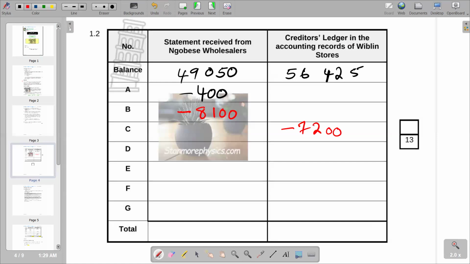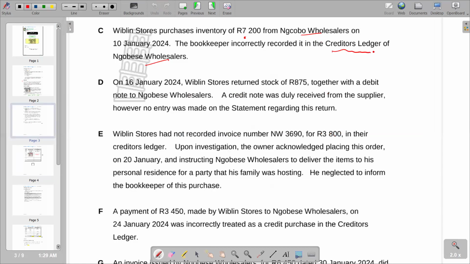Then we move on to the next part, which is now D. And D reads: on 6 January 2024, Weebly Stores returned stock of 875 rands together with a debit note to Global Wholesalers. A credit note was duly received from the supplier, however, no entry was made in the statement regarding this return. So there's a return which took place of 875. It means in the ledger it was affected, but on the statement it was not showing. So we have to go to the statement and adjust it.